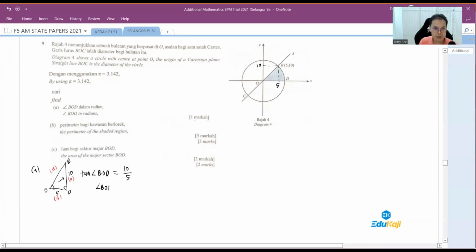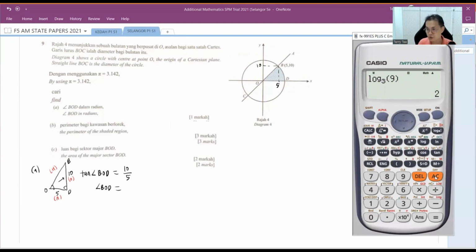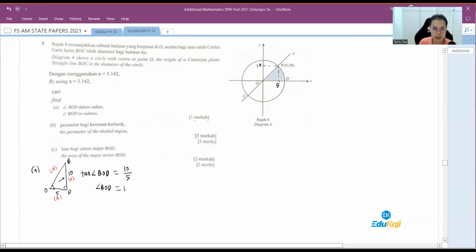So to find angle BOD, notice we can just change our calculator mode to radian, right? You know you can do that. Shift mode, change 4 to radian, shift tangent, 10 over 5. 10 over 5 is just 2, or you can just type 2. And your answer in radian is 1.107. This is 1.107.